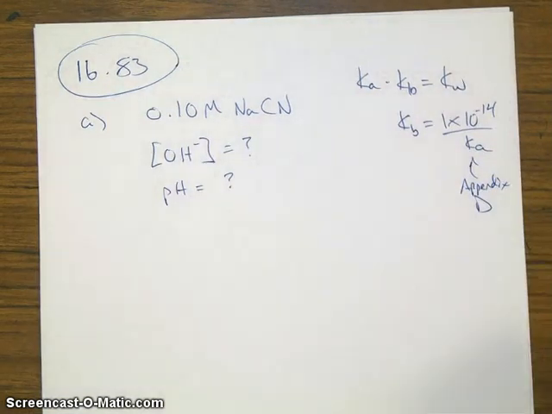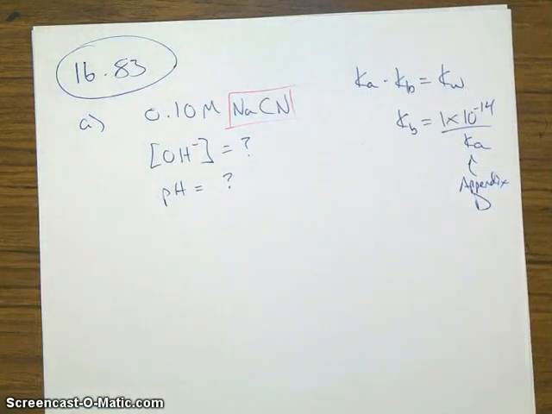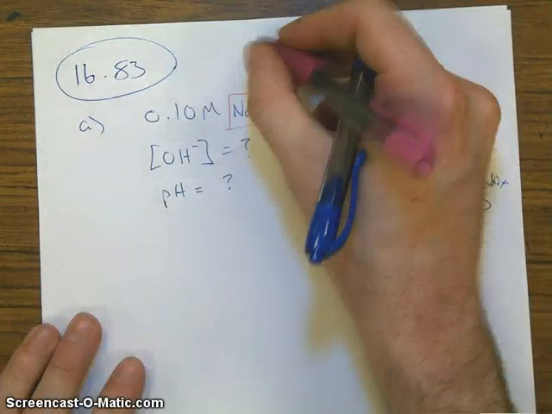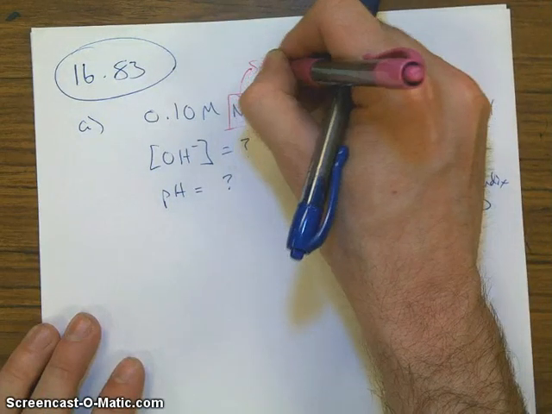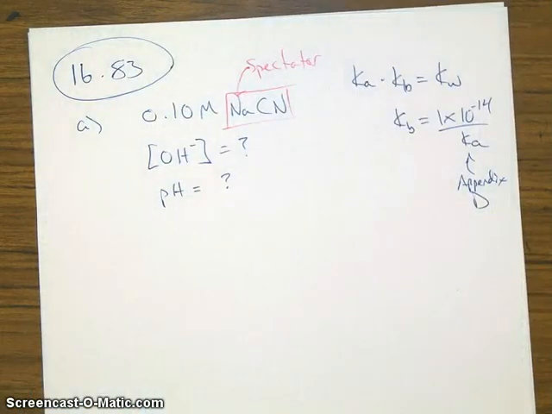Okay? Now, what we're going to do is write out the equation so that we can get an equilibrium expression. The compound we're working with is sodium cyanide. One of the things I want you to remember is that sodium is always a spectator. You're never going to see sodium in an equation. That's because anything that's ever bonded to sodium is always aqueous. It doesn't do anything in this reaction at all.